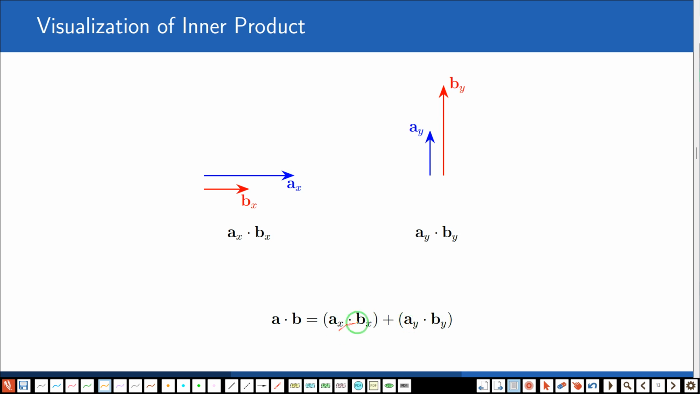However, here ax and bx actually are vectors, but because they are parallel to each other, the dot product is simply the multiplication of their size, so it's the same. That's actually why we compute the dot product or inner product in this way, that we multiply the ith elements of two vectors and then add them together.